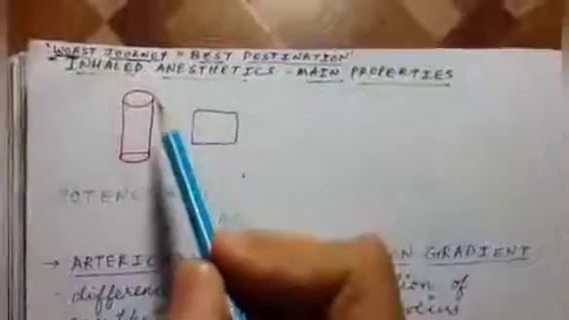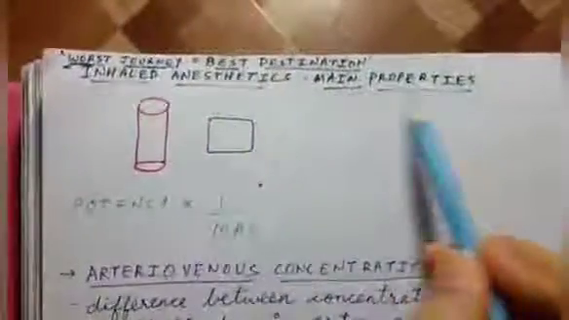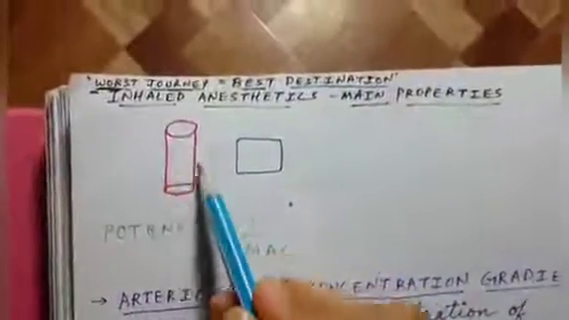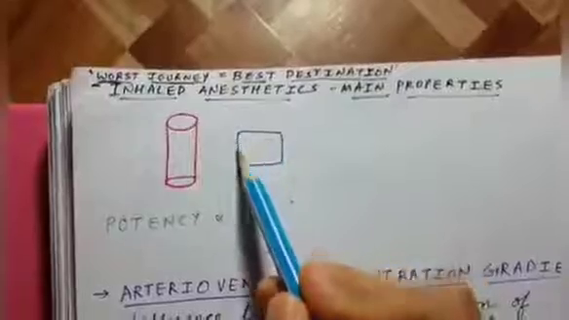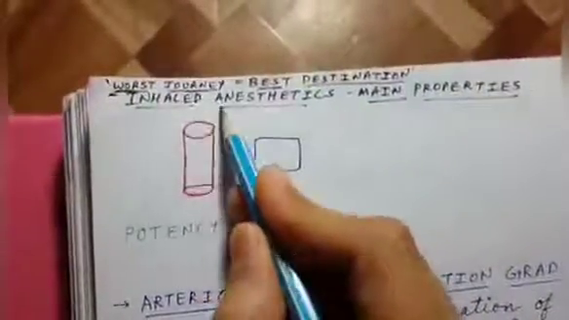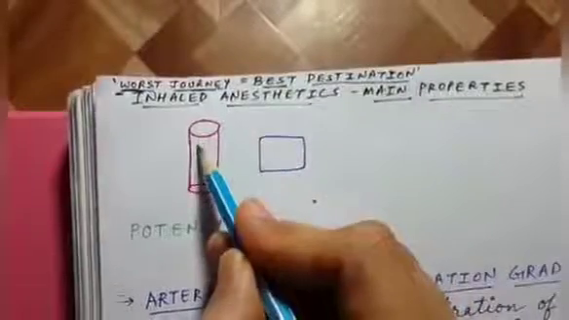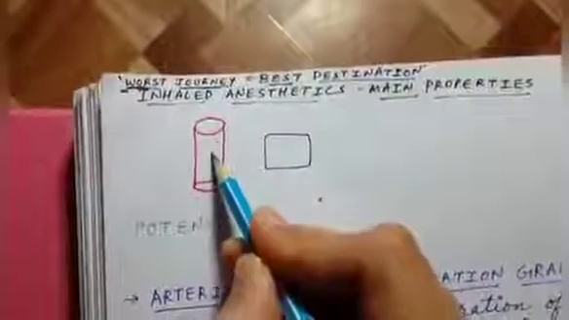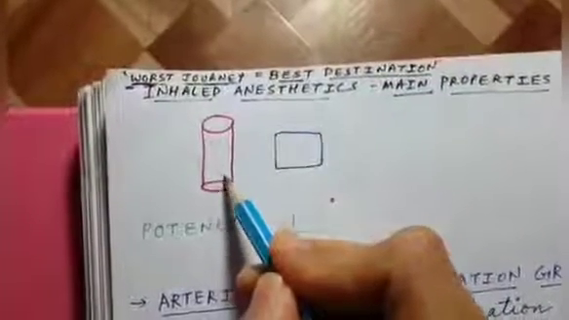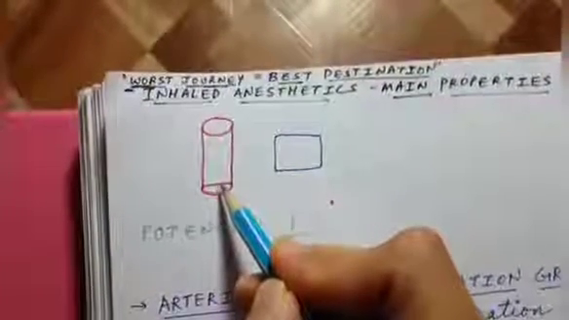Hello everyone. Today we will be going to discuss the main properties of inhaled anesthetics. Just the main properties. Now let's assume this is a blood vessel and this is a tissue, or a cell. The solubility of the anesthetic in the blood will determine the rate of induction of its action.